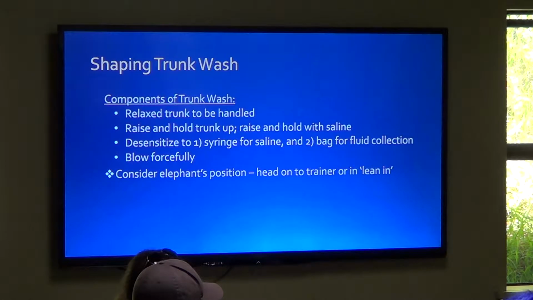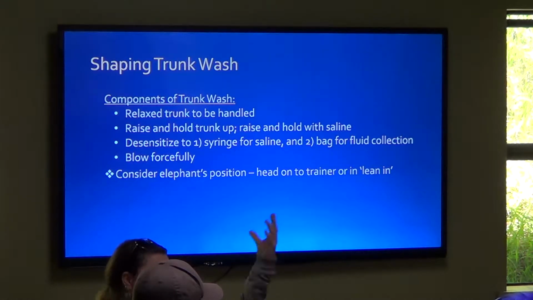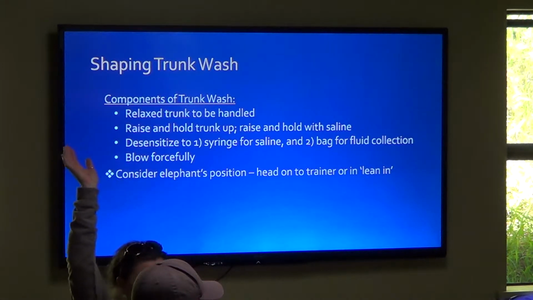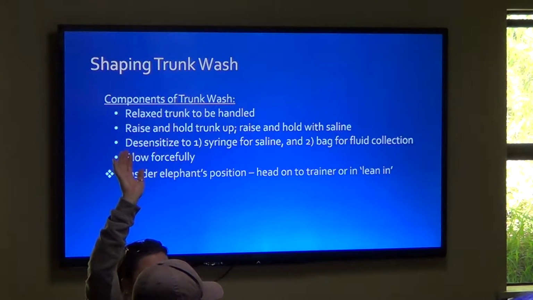So with the trunk wash, the way the trunk wash looks is the elephant gives you their trunk, 60 cc's of sterile saline are instilled into the trunk. They lift the trunk up to wash, and this is done for TB testing.